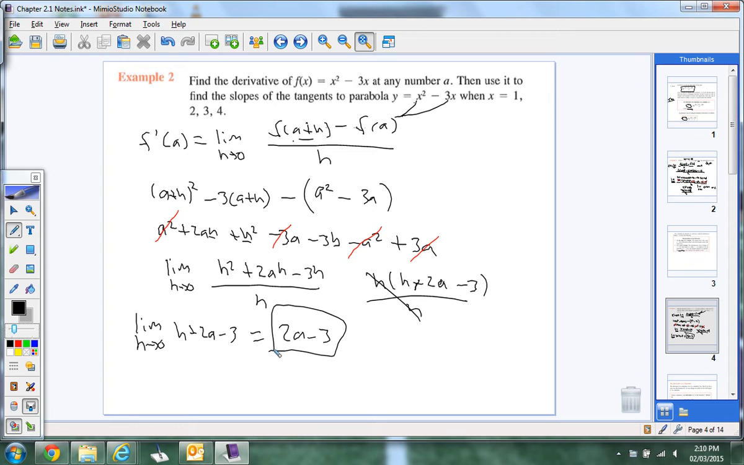So now, if I want to find f prime of 1, f prime of 2, f prime of 3, and f prime of 4, I simply would just plug it in right here. So 1 is 2 times 1 minus 3, negative 1. 2 is 2 times 2 minus 3, is 1. 3 is 3, and 4 is 5.